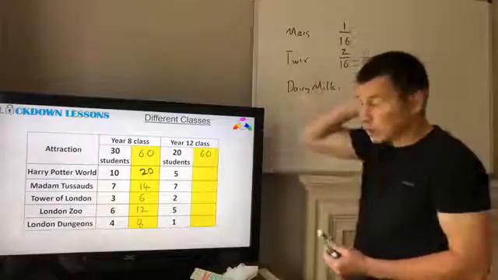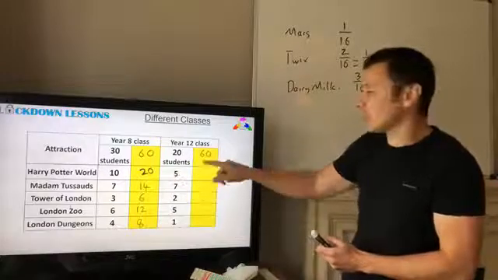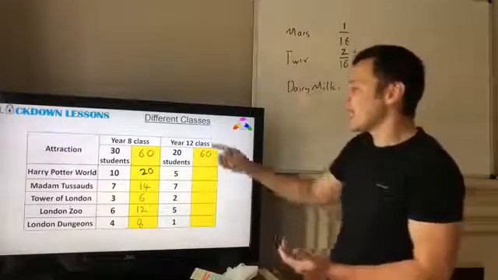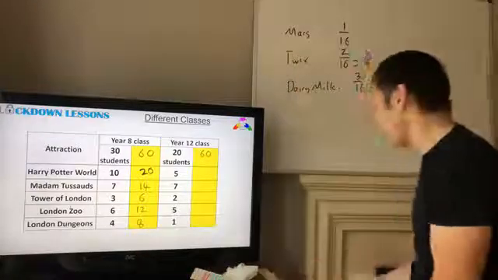You can put those on the chat. How will you work out how many do you think would like Harry Potter if there were 60 people in the class instead of 20 people? This is what equivalent fractions is all about.